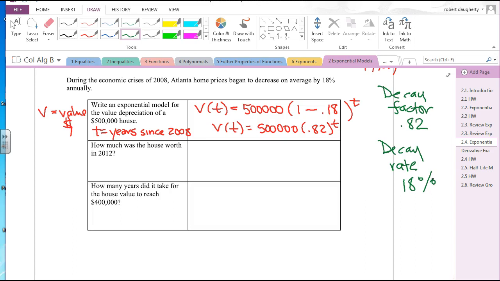How much was this house worth in the year 2012? So what would T be in 2012? T is equal to what? 4. So 2012 is 4 years after 2008. So what do I do with this? Yeah, I just plug the 4 in for T. So V is going to be equal to 500,000 and then 0.82 to the 4th power.